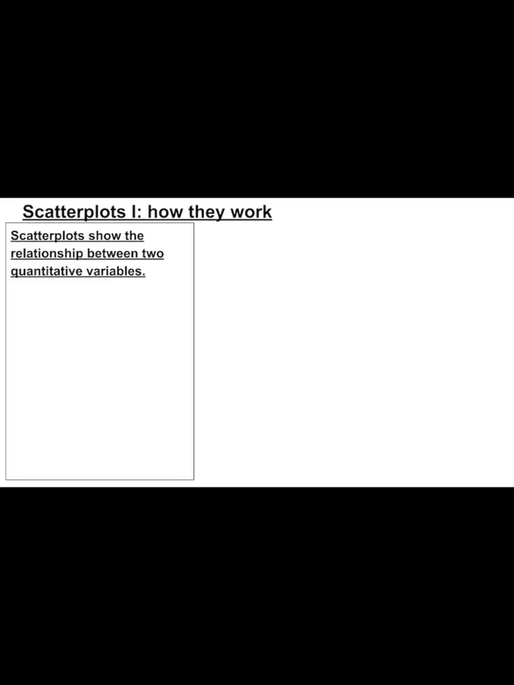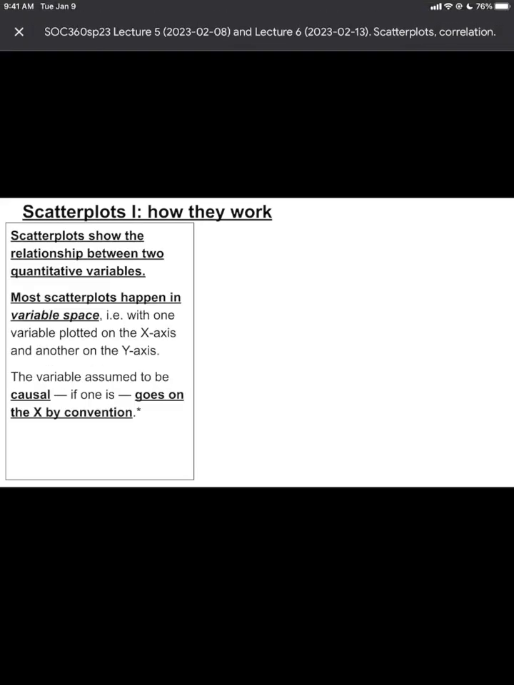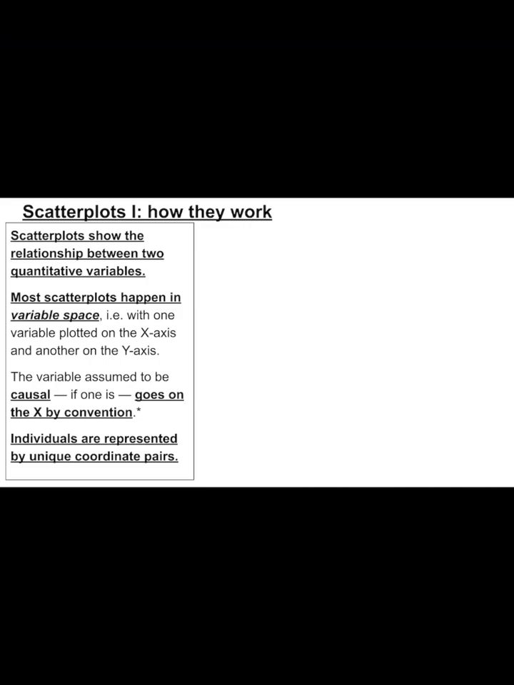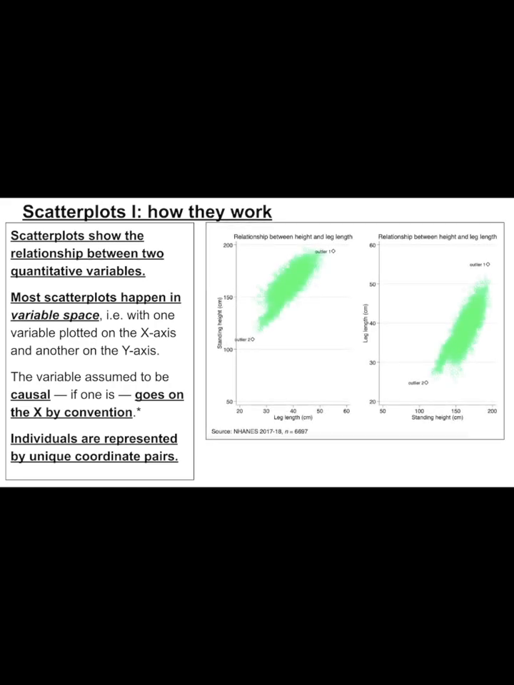So let's talk about how scatterplots work. It's pretty straightforward, and I want to pull up the graph here. They are things you've almost certainly seen before in your life, but if you haven't, no big deal. Here's an example of the relationship between height and leg length from data from the NHANES 2017 to 2018. And as always, my code is in the comments.